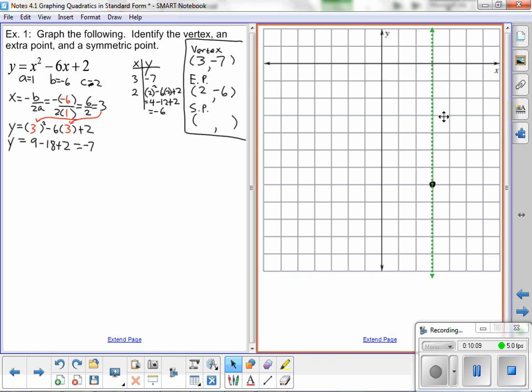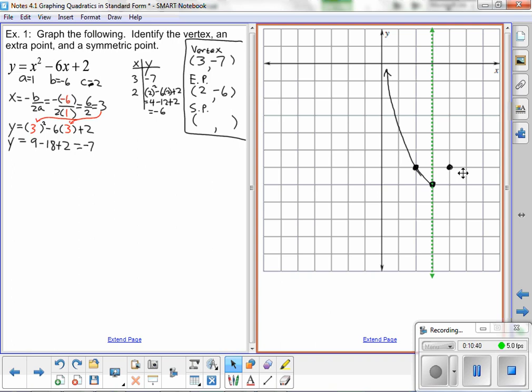I'm going to plot my point 2, -6. So right 2, down 1, 2, 3, 4, 5, 6. Okay, so 2, -6 is right here. Now I actually have half of my graph. Using the axis of symmetry, I know that this is 1 unit away from my line of symmetry. That means I'm going to go 1 more unit this way, and that will give me my symmetric point.